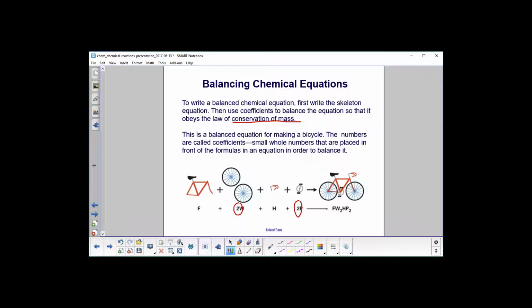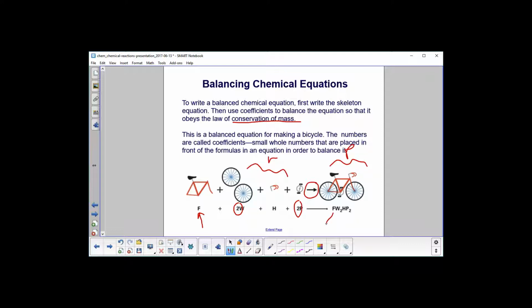Okay, so let's do bicycle parts. I said this was fluorine. It's not. It means frame. So we have one frame. We have 2 wheels. We have one set of handlebars, and we have 2 pedals. We put them all together, they react. There's our arrow. So here's your reactants. Just write an R there. And here's your product. And what do we have?